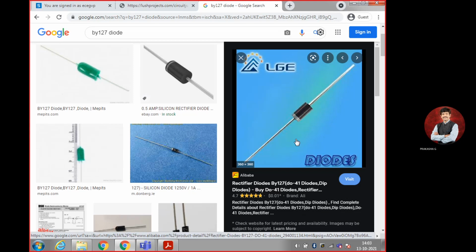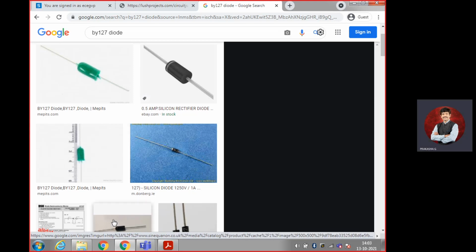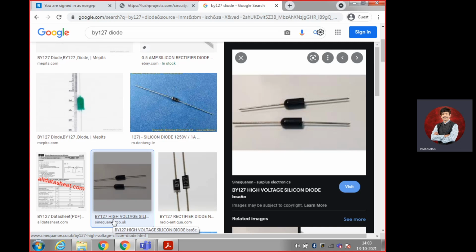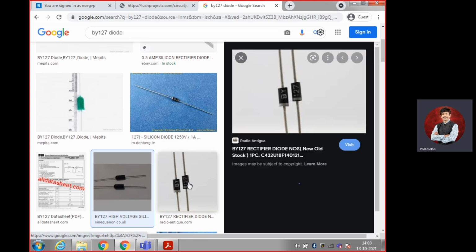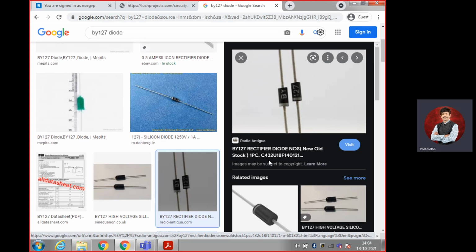Different vendors manufacture in different shades. Here also black color is there. See here, this is also a diode. BY127 high voltage silicon diode. It's mentioned: flat surface is anode, round surface is cathode. Because we don't find positive, negative marked, we should know anode and cathode. Anode means positive, cathode means negative. So you can easily identify that. See BY127, everything you can easily find.